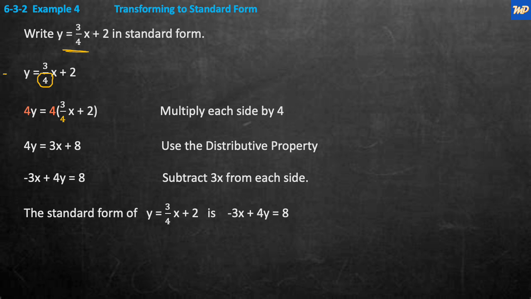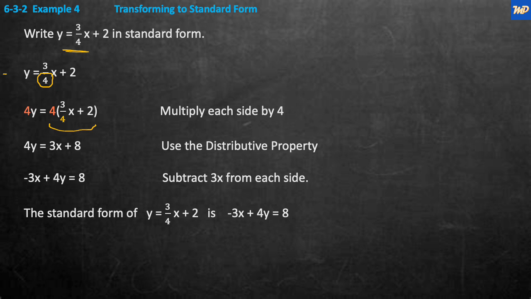So what are we going to do? We're going to multiply both sides by the 4. And you see here there's a parenthesis because we have to multiply the entire right-hand side by the 4. So we're going to multiply that by 4 and the y by 4, and we're going to end up with 4y is equal to 3x. Now we got rid of the 3/4. It's 3x, but the 2 became an 8 because 4 times 2 is 8. The distributive property took care of that.